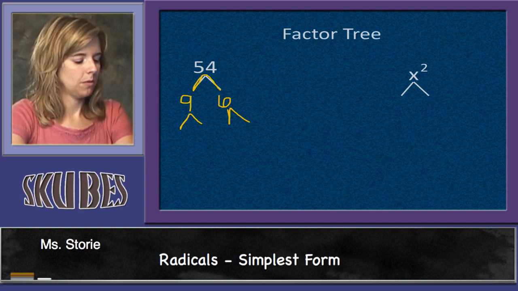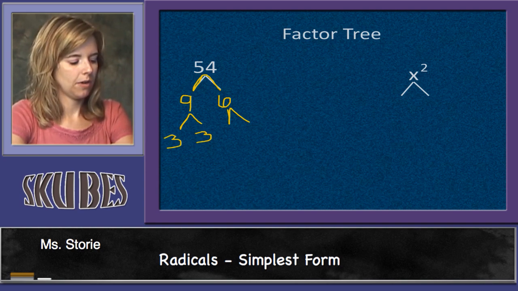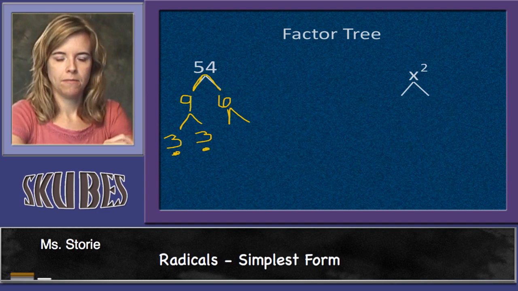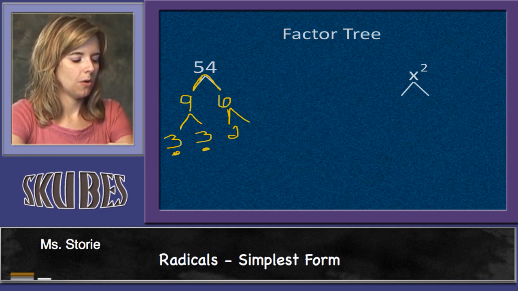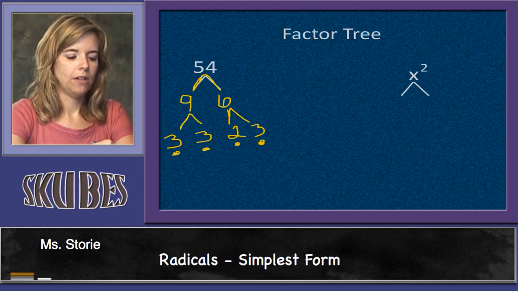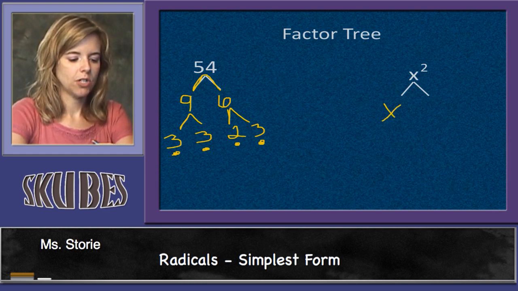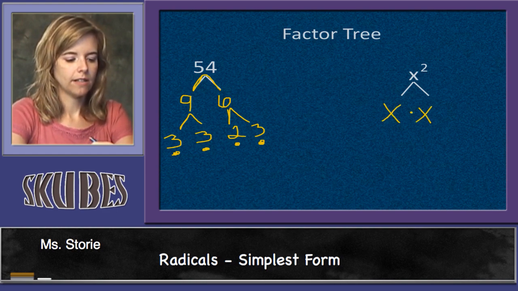So 9's not prime, so we can break it down again to 3 and 3. And I like to put a little dot underneath the prime numbers so I can keep track of them. 6 isn't prime, so we can break it down into 2, which is prime, and 3, which is prime. So we're done. And if you have x squared, that really means it's just x times x.